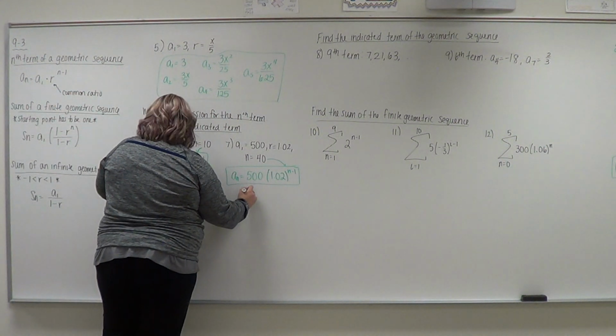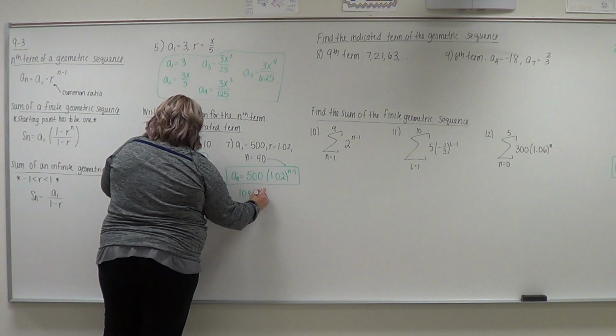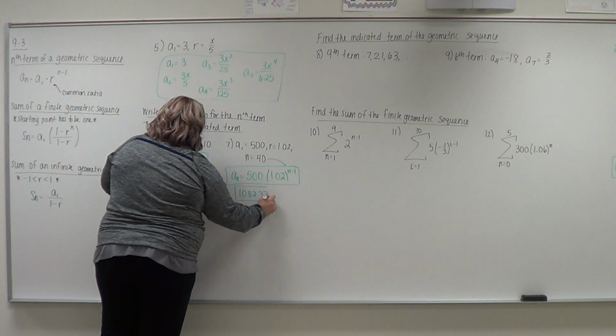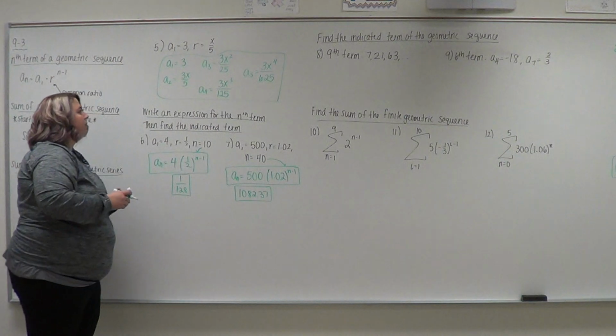Now this does not come out perfectly, so just round to a couple decimal places. You get 1082.37.